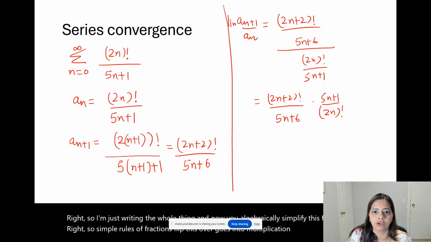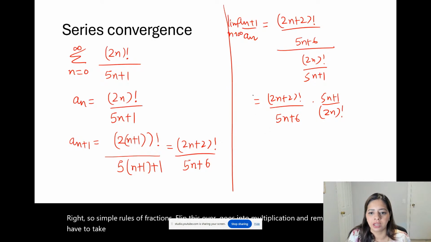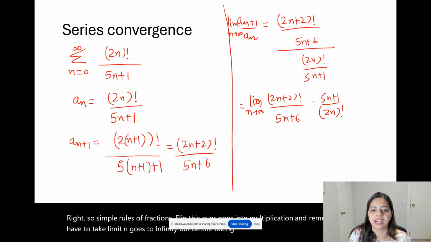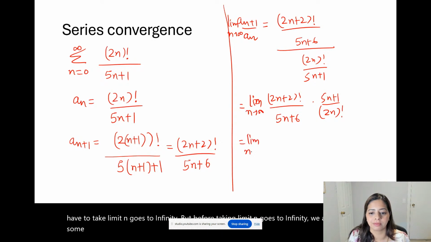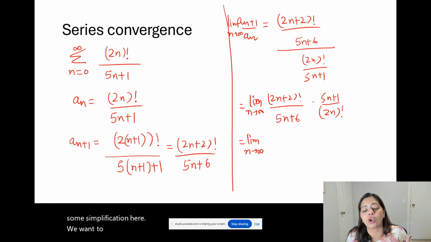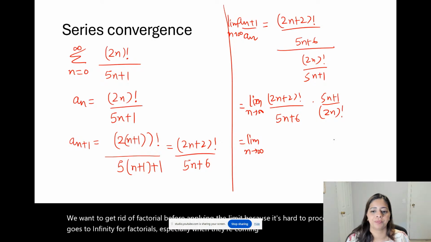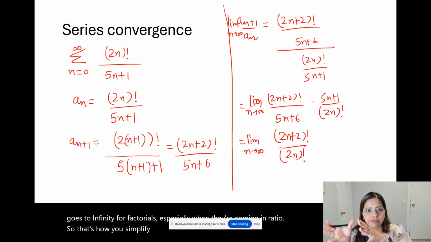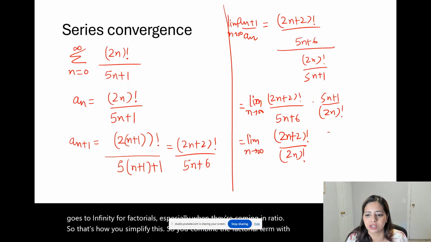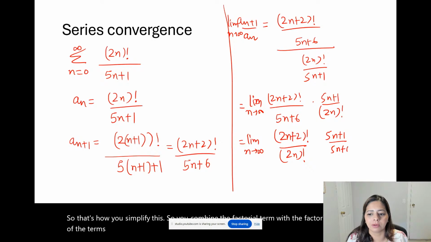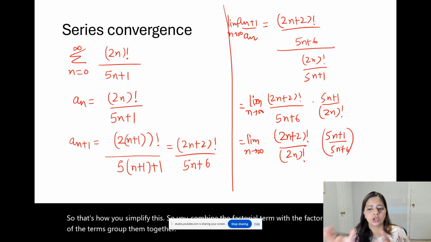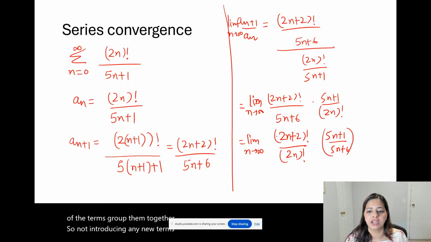And remember, you have to take the limit as n goes to infinity. But before taking the limit, we are doing some simplification here. We want to get rid of factorials before applying the limit, because it's hard to process the limit n goes to infinity for factorials, especially when they're coming in a ratio. So you combine the factorial terms and group the rest of the terms together. Not introducing any new terms, just moving them here and there, rearranging them so that we can simplify.